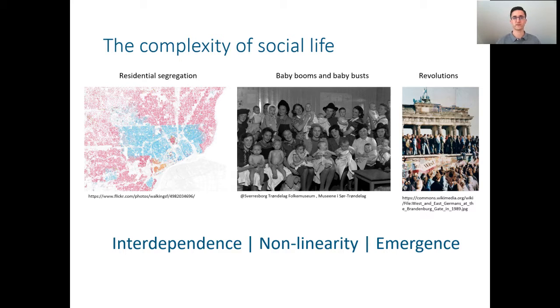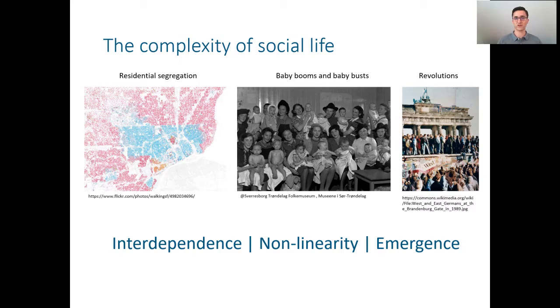As diverse as these examples might appear at first glance, they have in common that they are difficult to explain, because the social systems and social mechanisms that bring them about tend to be complex. This complexity partly derives from three factors. First, there is interdependence, so that the decisions of one individual influence the decisions of other individuals.